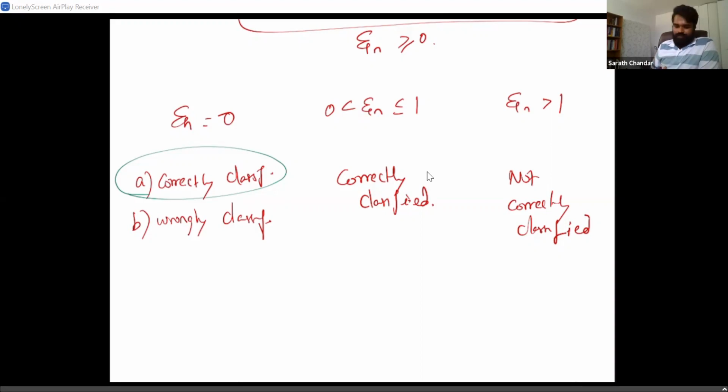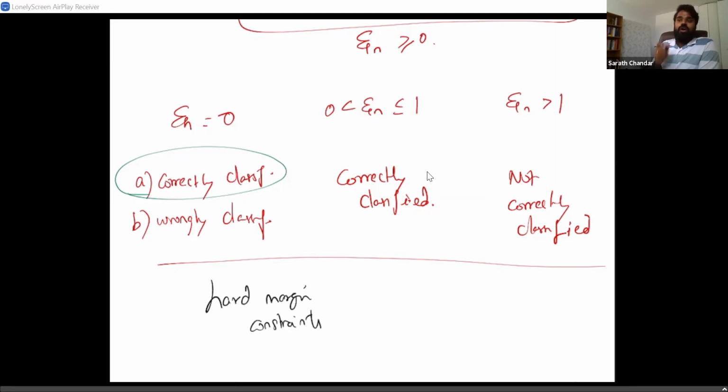Okay, so now what have we done here? We have basically taken the hard margin constraints. The initial constraint said all the data points should be within the margin, right? But we took this hard margin constraint and we have converted or relaxed it into a soft margin constraint.